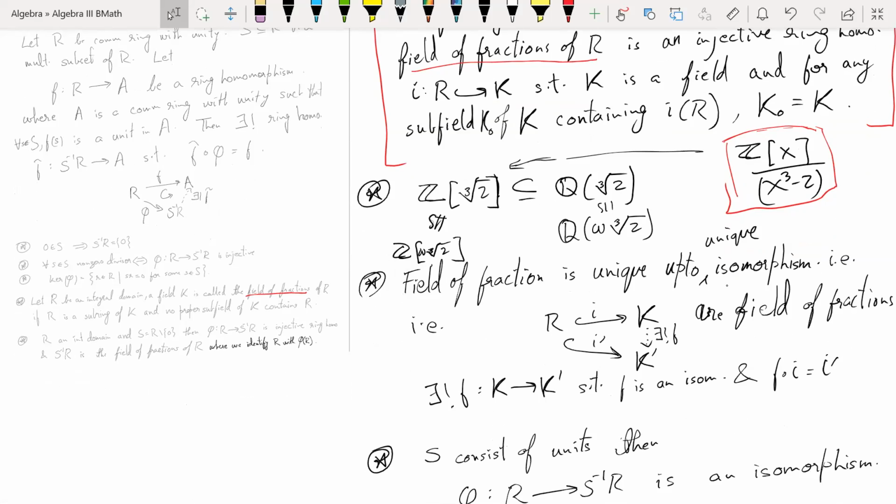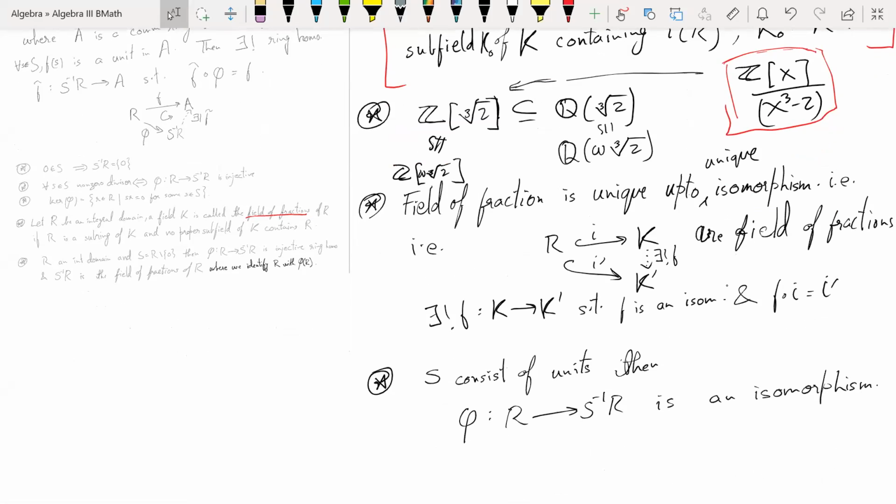So we already know that R to S inverse R, the natural map, is a field of fractions. So you can use this and the universal theorem of localization to show this result. You can show that there is a unique isomorphism from K to S inverse R, and you can also show that there is a unique isomorphism from K prime to S inverse R, and then composing them you get a unique isomorphism between K and K prime. So that is how one would prove that this is unique. Okay.